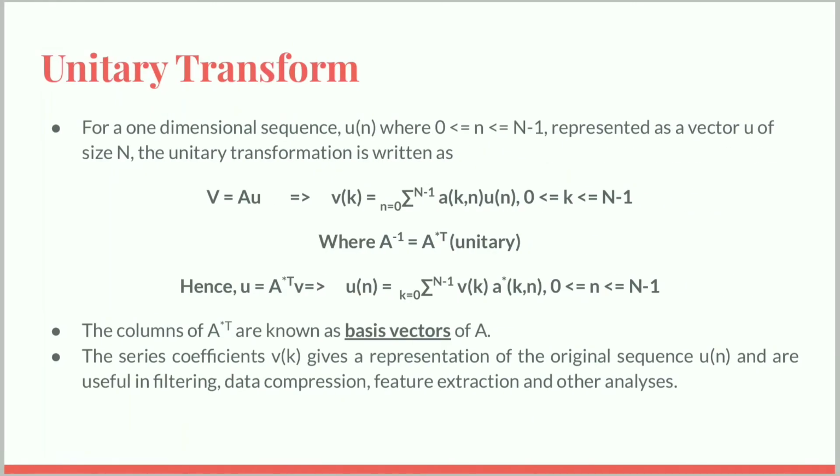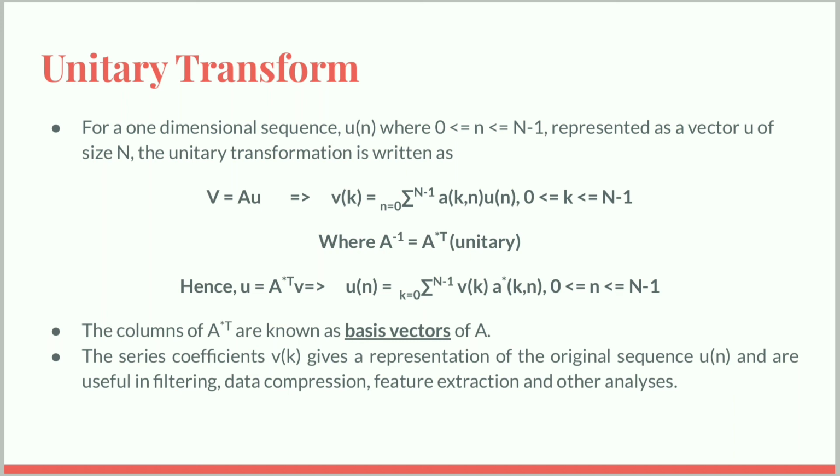Now, what do you mean by unitary transform? A unitary transform is represented as V = AU, where U is a one-dimensional sequence U(n), where n varies from 0 to N-1. This sequence is represented as a vector U of size N, and the unitary transformation is written as V = A U, which implies that V(k) is the summation over n from 0 to N-1 of A(k,n) U(n), where k varies from 0 to N-1.